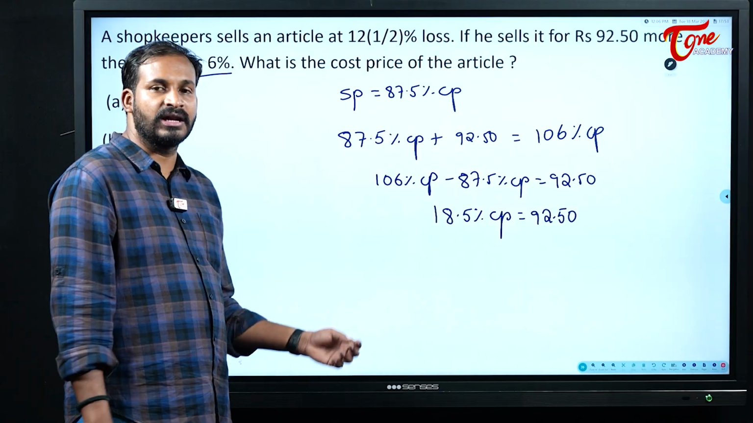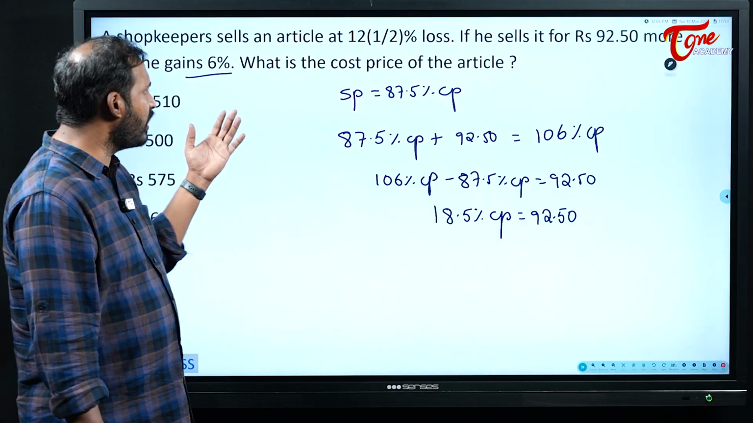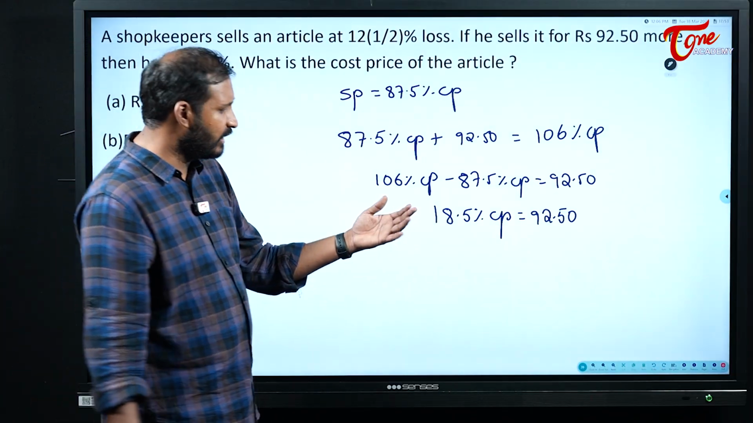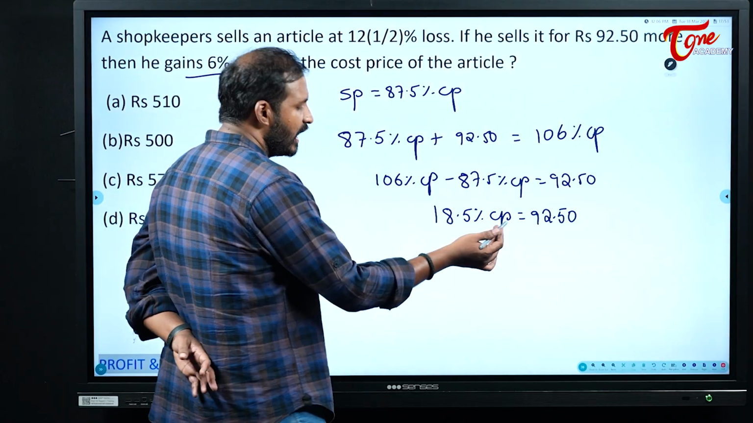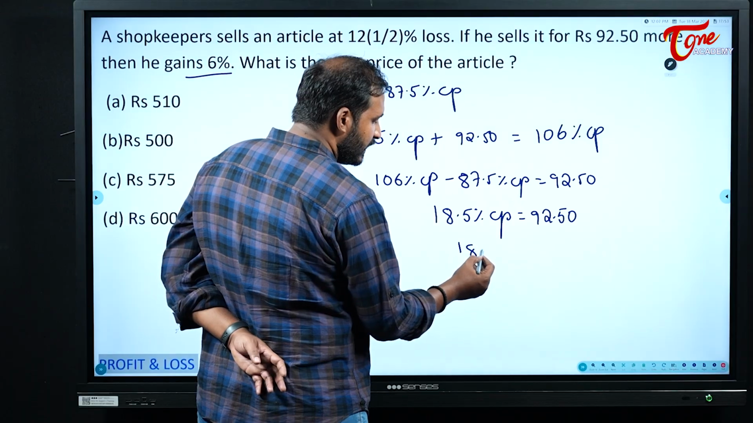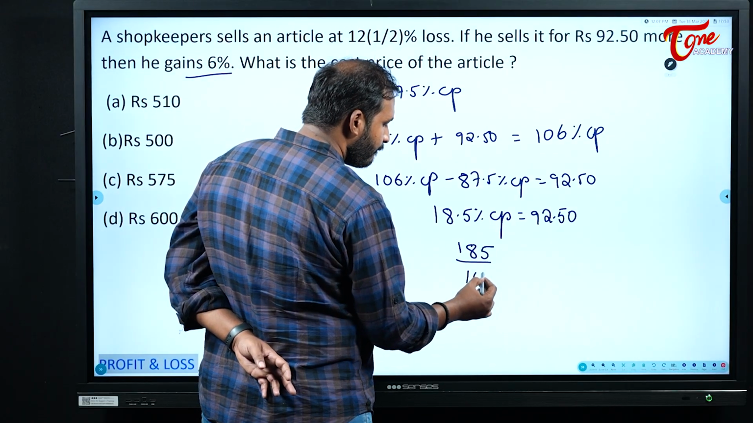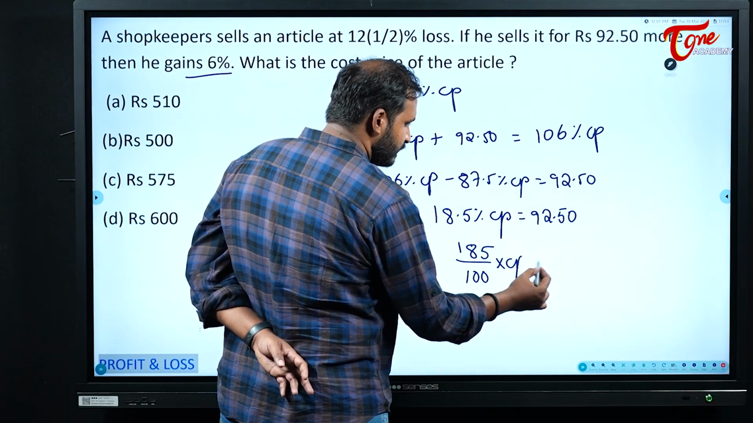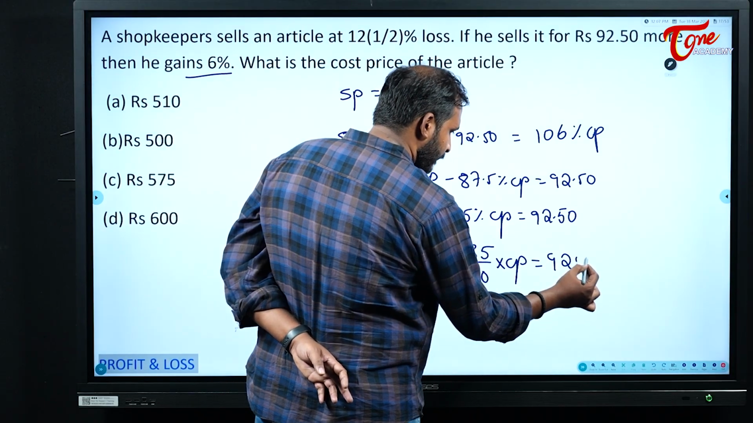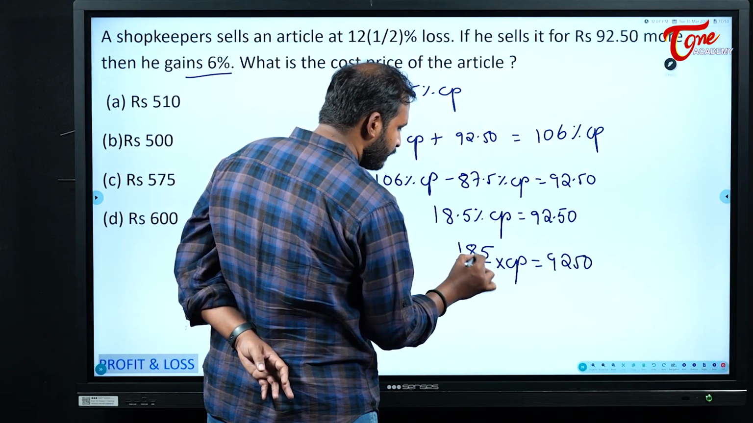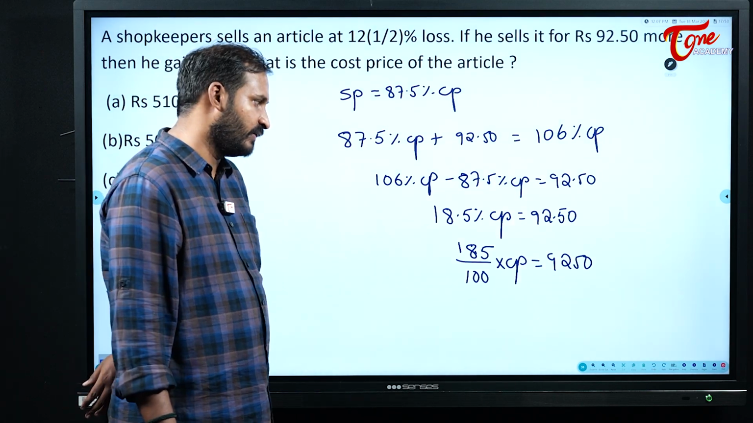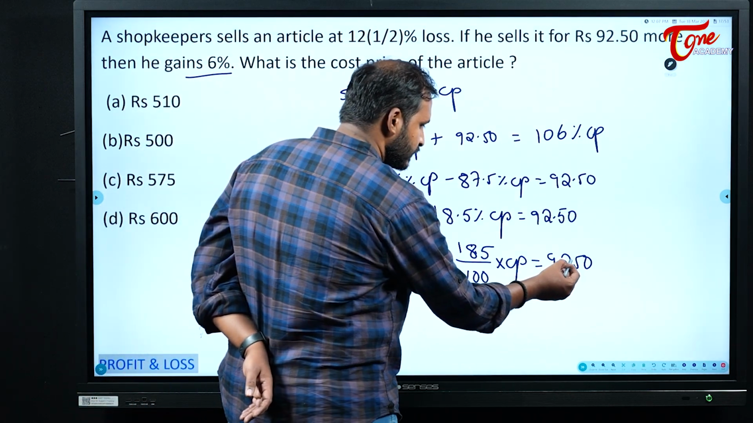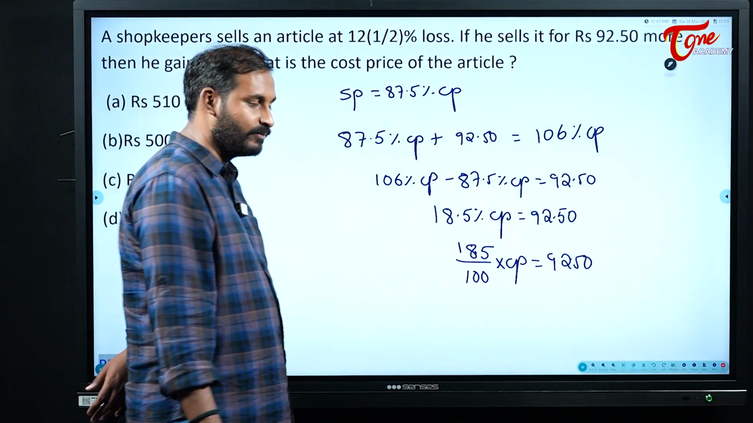So, you need to calculate 100% of CP or directly the CP. It is up to you; both are the same thing. I will go with the direct one only. 18.5 by 100 into CP is equal to 92.50. Decimals are very, very important.